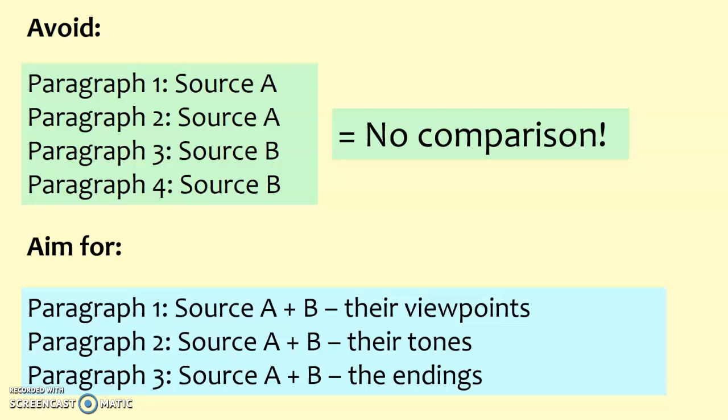Or, if you don't have time, you could just go straight to the third one. Compare the endings of the piece. What sort of ending is there? Is it a positive ending, for example? Is it a cliffhanger ending? What is it at the end? And compare how both writers have ended their sources.